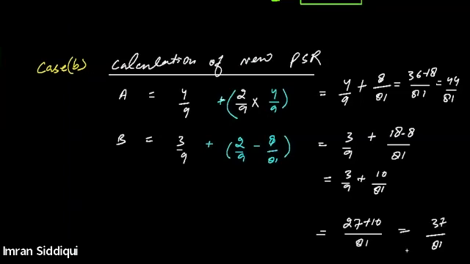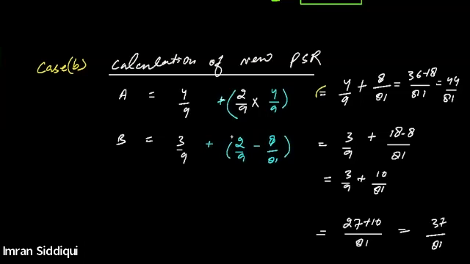This is A's existing profit sharing ratio, 4 by 9, and for B it is 3 by 9. Okay. And the question is saying that A will be acquiring 4 by 9 of 2 by 9 of C's share. This is C's share, and out of the 2 by 9 share of C, we will take 4 by 9 in favor of A, and the remaining will be transferred to B. So to determine the remaining share of C, we will have to subtract 8 by 81 out of C's share. 2 by 9 minus 8 by 81.